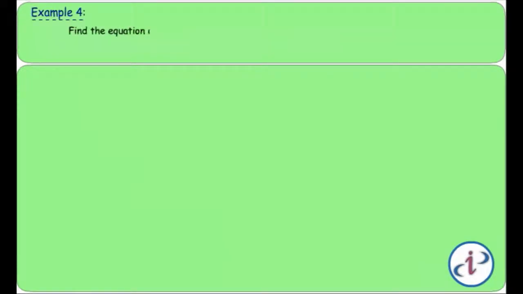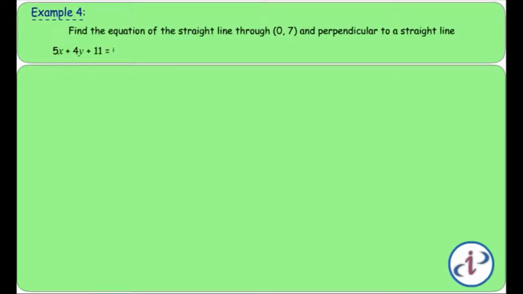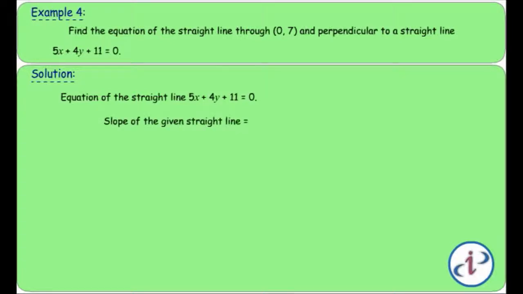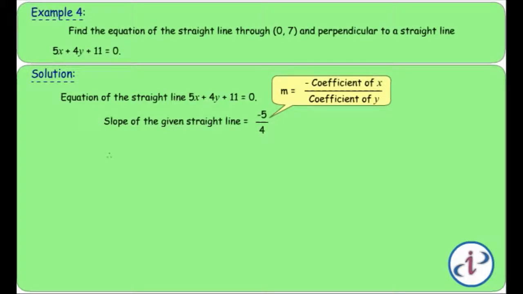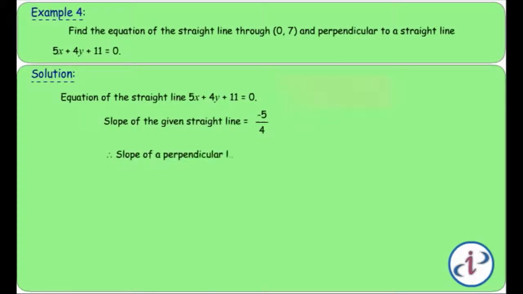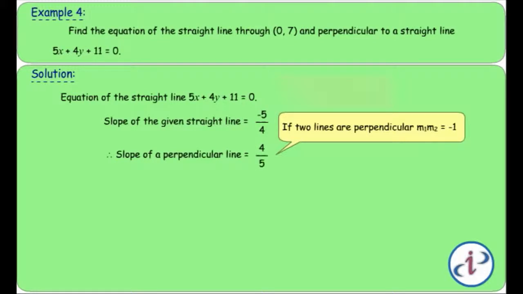Find the equation of the straight line through (0, 7) and perpendicular to the straight line 5x plus 4y plus 11 is equal to 0. The equation of the given straight line is 5x plus 4y plus 11 is equal to 0. Hence, the slope of the given straight line is minus 5 divided by 4. Therefore, the slope of the perpendicular line is equal to 4 by 5.